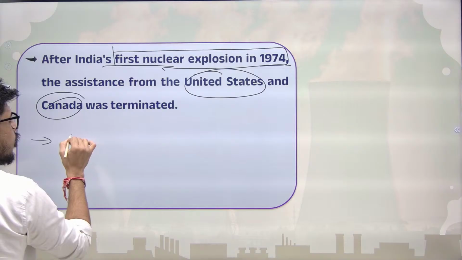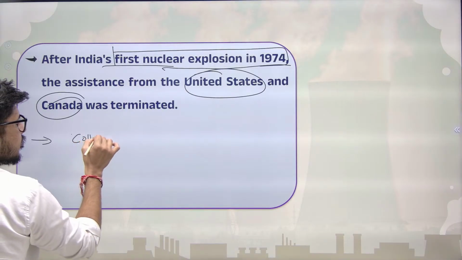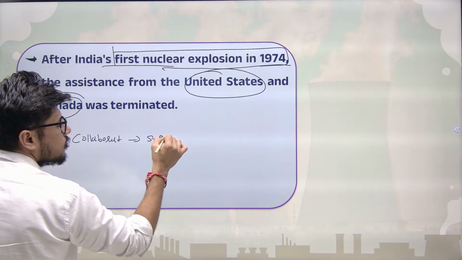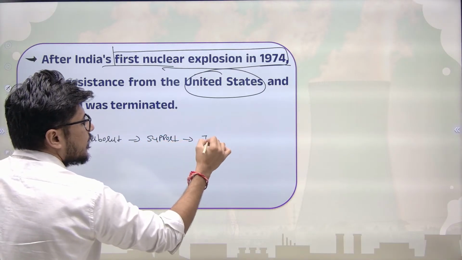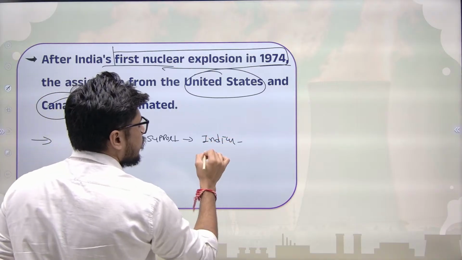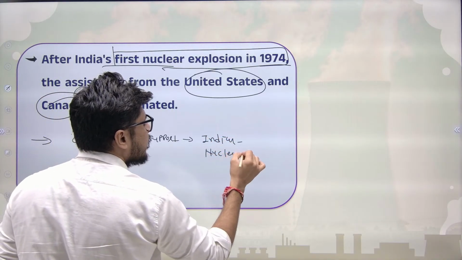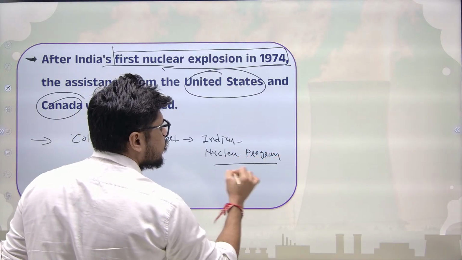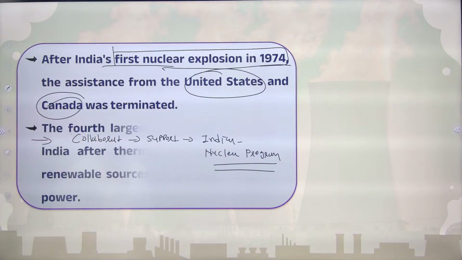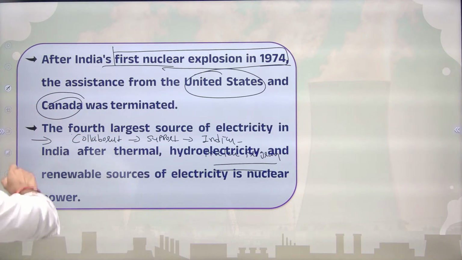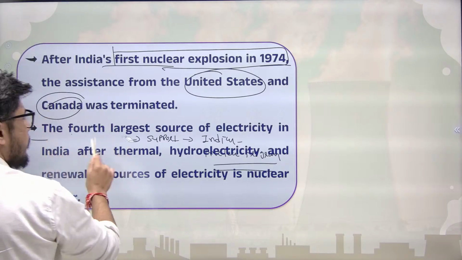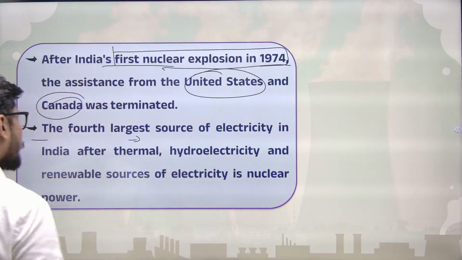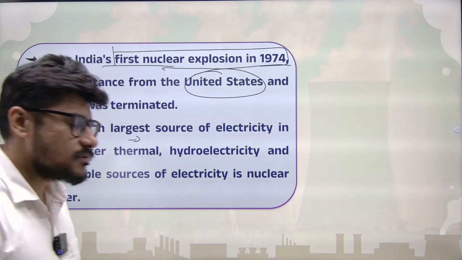They will not cooperate or collaborate, and will not support India's nuclear program. Why? Because India developed a nuclear weapon in 1974. But we have thrived in this situation.